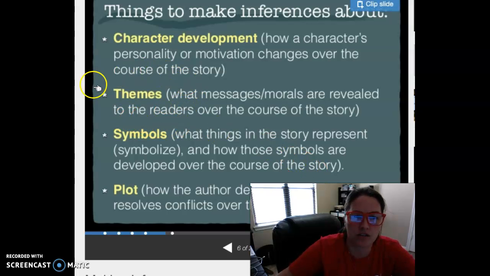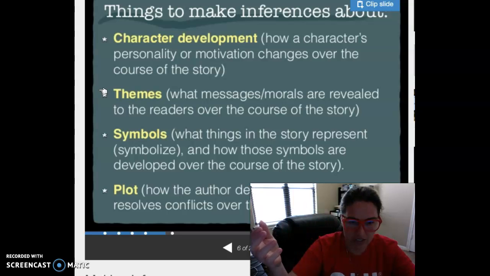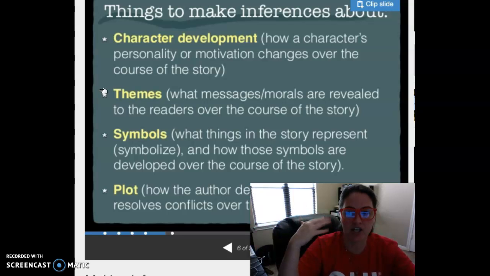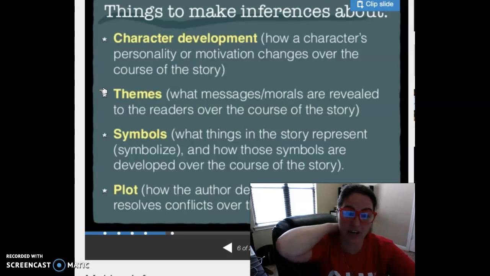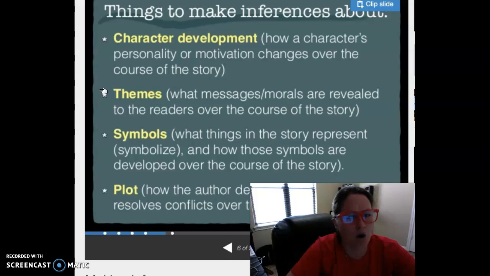Then there's also themes. We talked a little bit about themes on the last slide. What messages or morals are revealed to us as the readers over the course of the story? When we made that inference about the theme, you should be doing that as you're reading. When something changes, like with a character, you should be thinking, oh, I wonder if the message or the moral of this story is challenging prejudices, like we said before.